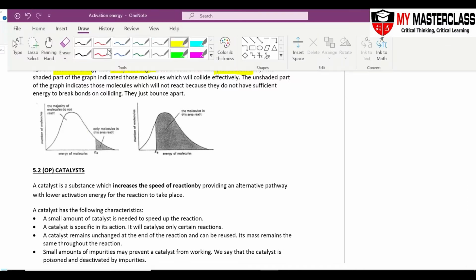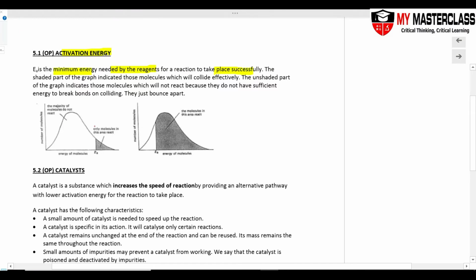Okay, so if I have a graph again, still a normal graph, and my activation energy is here, only these particles will react. Then I have catalysts. Catalysts increase the speed of reaction by providing an alternative path with lower activation energy. So this activation energy is, for example, 500. A catalyst lowers the activation energy, so now if I have a reaction with a catalyst, the energy becomes 200. So now the reactants that have energy higher than 200 will be all this.